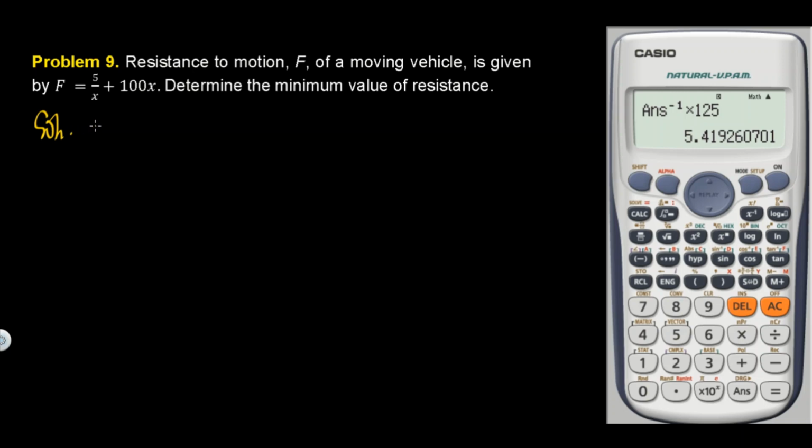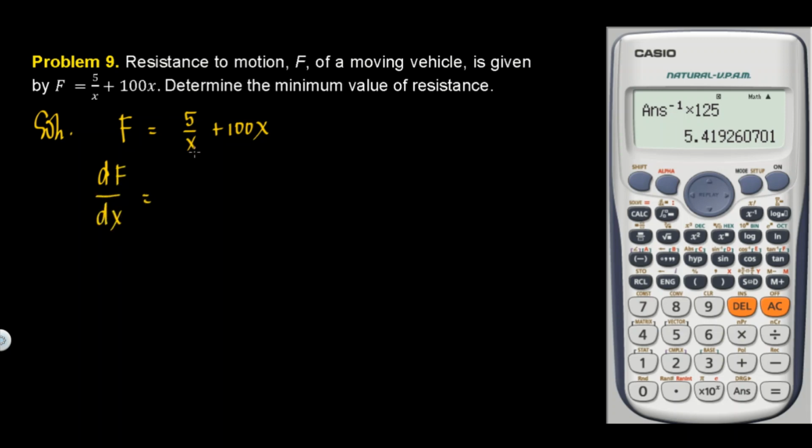Resistance to motion, F, of a moving vehicle is given by F equals 5 over X plus 100X. Determine the minimum value of the resistance. Okay, yung resistance natin is F. Okay, minimum value. Ganun din to, no? So, the equation is F equals 5 over X plus 100X. Talagang kailangan dito is marunong kang mag-differentiate. So, yun lang. Yun yung first step natin eh. So, dF over dx. Di ba?